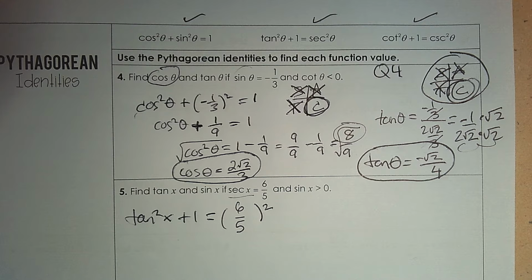So write it down. Now, you're thinking, what do I do after I write it down? How do I square that fraction? Well, what's 6 squared? 36. What's 5 squared? 25. Write it down. 36 over 25. Then what do you do? Subtract 1. Keep going. Do you need common denominators? Yes.